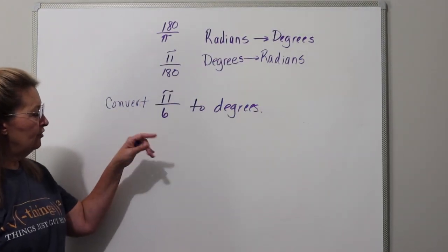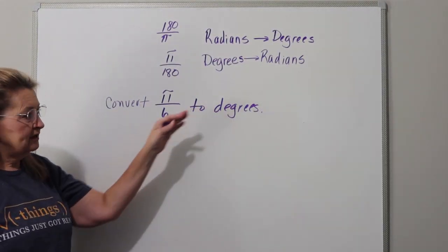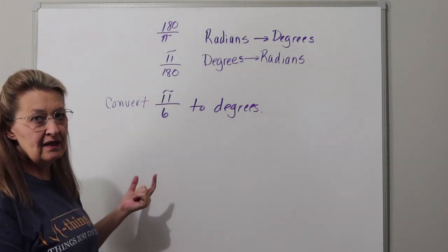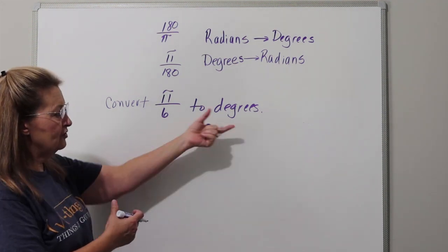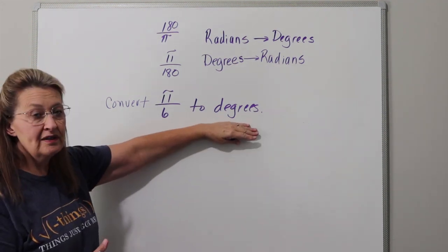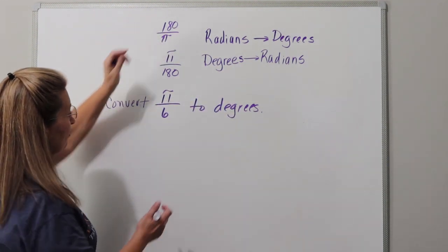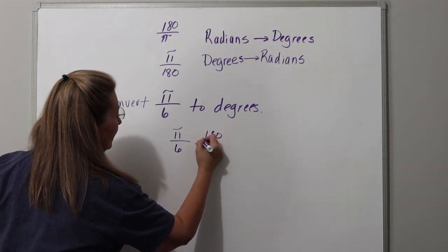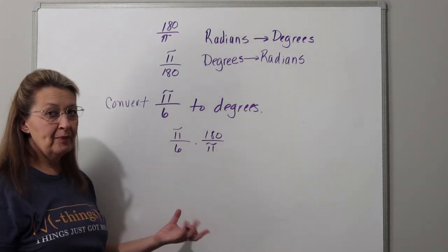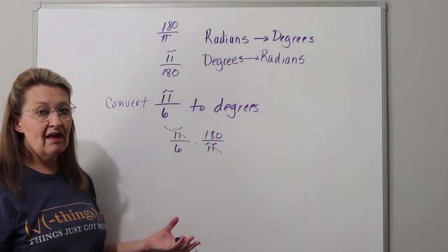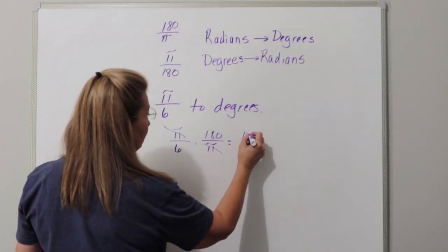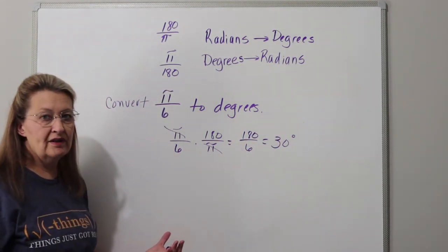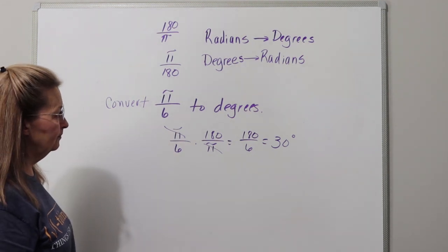Okay. Now we want to convert pi over 6 to degrees. Since we see the pi, obviously this is radians, but it could give you a decimal and say convert these radians to degrees. But you're going to degrees, so you need the one with the degrees on top. We're going to multiply pi over 6 times 180 over pi. Now watch what happens here. Your pi's cancel out, and you have 180 over 6, which would give you 30 degrees. Okay, so that would be a 30-degree measure.